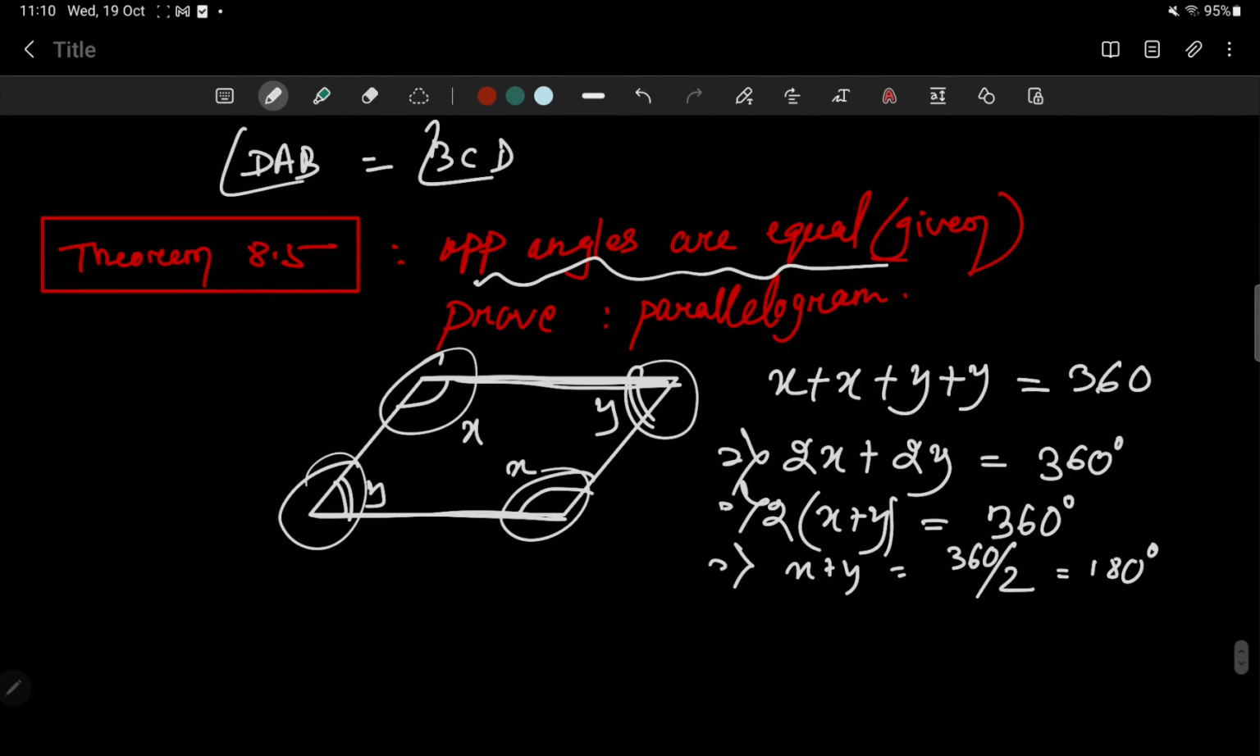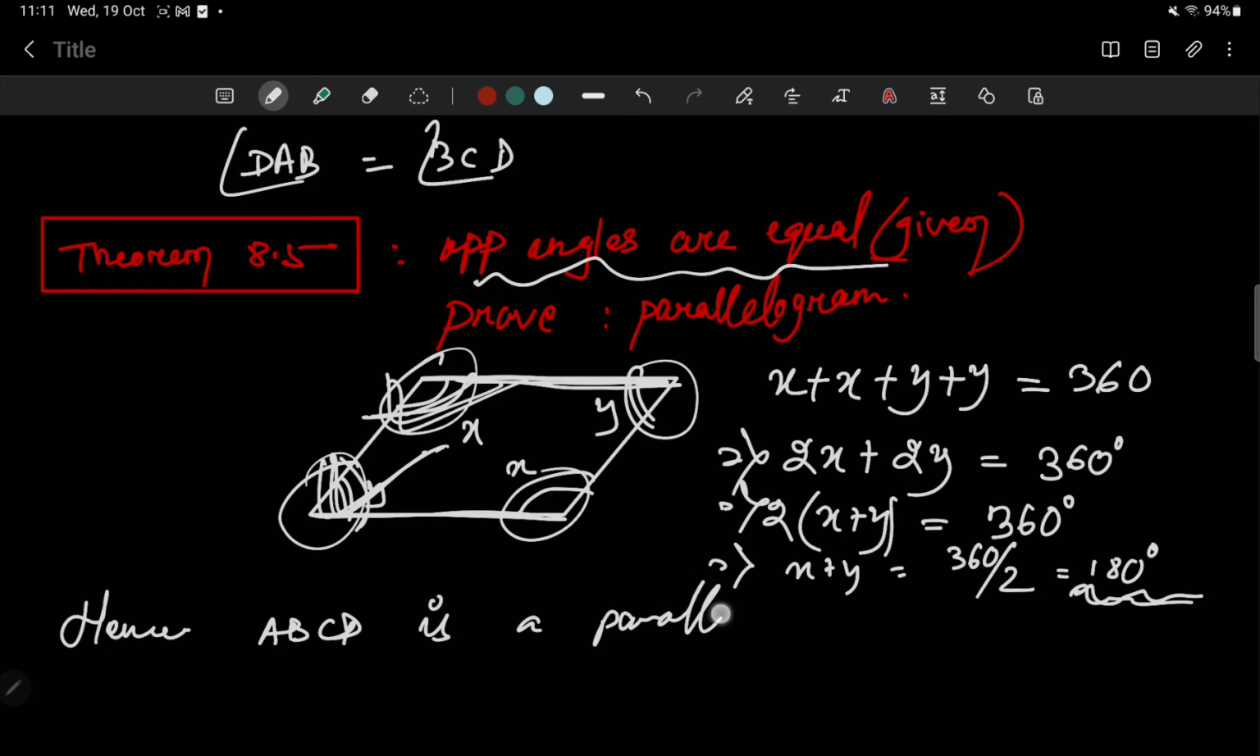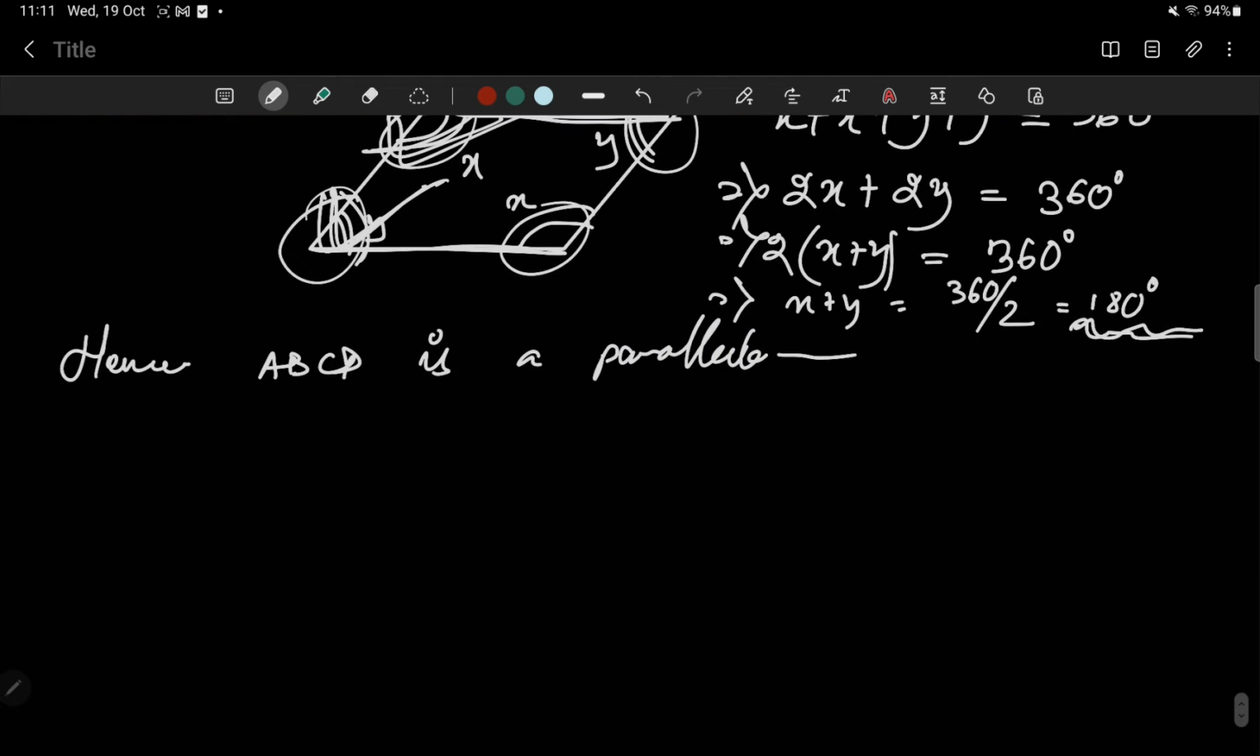So x plus y is 180 degree, means this angle and this angle, if we add them, we are getting 180 degree. Hence, as I told you just before, we can say two lines are parallel if alternate angles are same, or if corresponding angles are supplementary. Here these two internal angles are supplementary, means their addition is 180 degree. Hence we can say that ABCD is a parallelogram. Okay, so theorem 8.5 is proved.